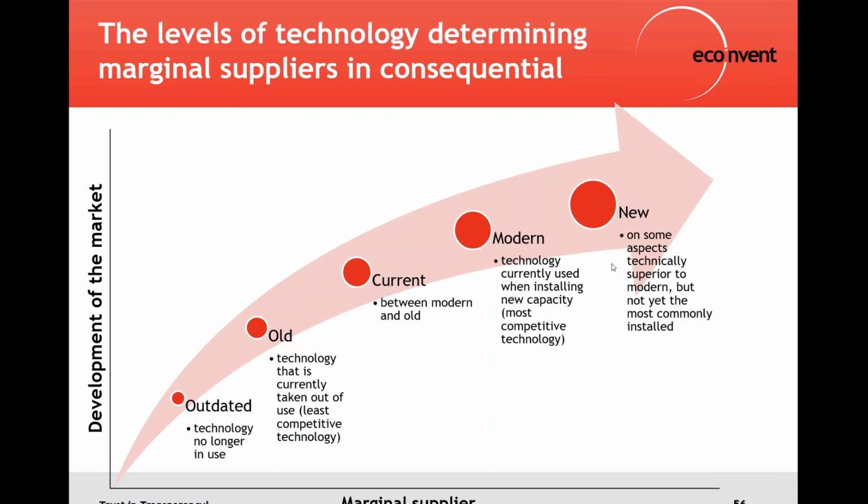What we do is cross the information with the growth rate of the market. If the market is developing, as you can see from the arrow, then the marginal supplier will be the one that is able to adapt to the increasing demands of the market. So normally the modern, the most competitive technology, and if not, current. If we are thinking about a shrinking market, which we don't have in the database, then it's the other way around. It will be the least competitive technology, the one that is dismantled first, or outdated.